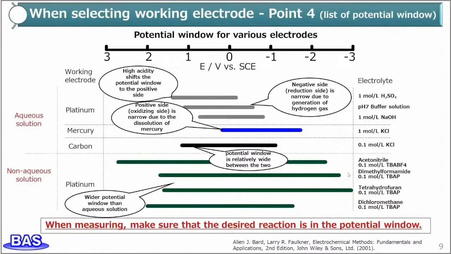The carbon electrode has a relatively wide potential window for both reduction and oxidation. In non-aqueous solutions such as acetonitrile and dimethylformamide, the potential window is wider than in aqueous solution, as an example for the platinum electrode.